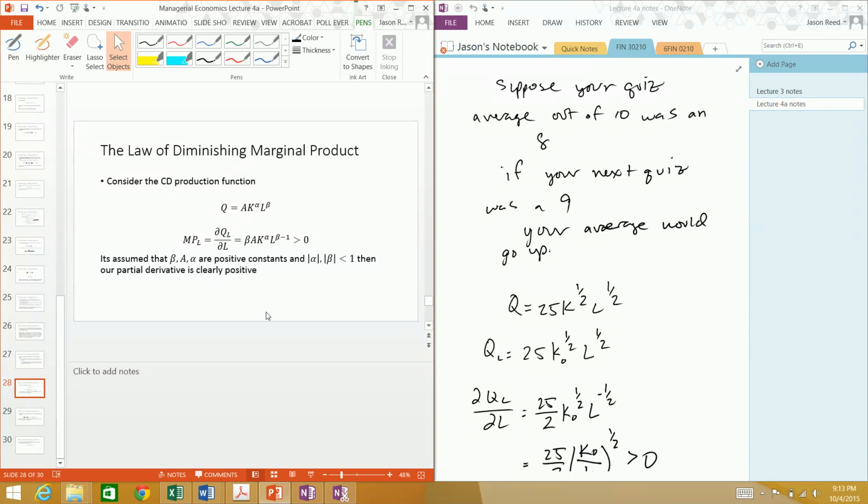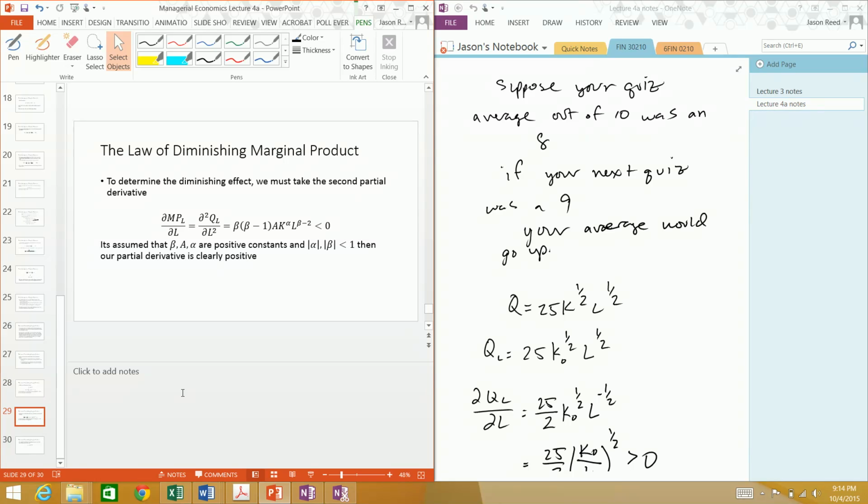So what will this look like in a general Cobb-Douglas? Well, we have a Cobb-Douglas production function, Q is equal to A times capital to the alpha, L to the beta. So let's take our first derivative with respect to labor. We know then that's the marginal product due to labor. And so what we get is beta times A times K to the alpha times L to the beta minus 1. And we know that'll be greater than 0. And it's greater than 0 because we've assumed that beta, A, and alpha are positive, and that they're less than 1, and K and L are also positive, then our partial derivative clearly has to be positive.